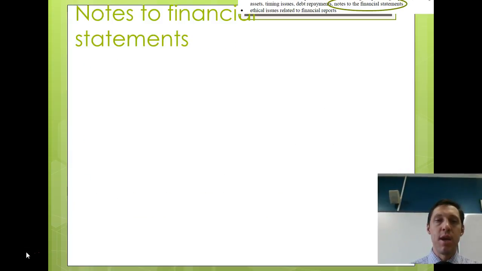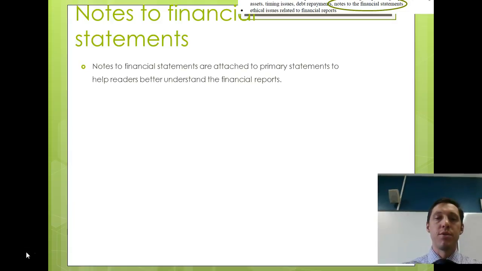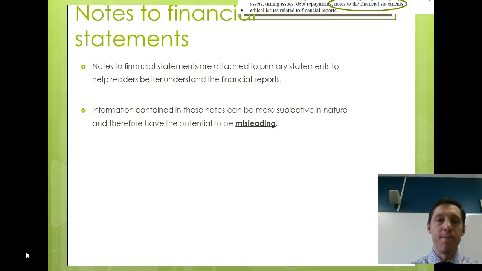Lastly, the notes to the financial statements. Notes to financial statements are attached to the primary statements, so we just see the balance sheet, income statement, cash flow statement in a quite simplistic way. But for big businesses like National Australia Bank, for example, they might have 50 or 60 additional pages behind all those financial statements, indicating detailed information about certain aspects of items that appear on the income statement and items that appear on the balance sheet. And those notes can also limit the usefulness of those financial reports.